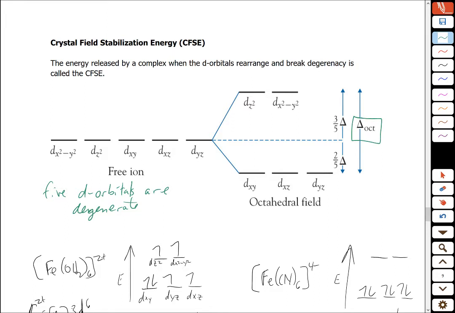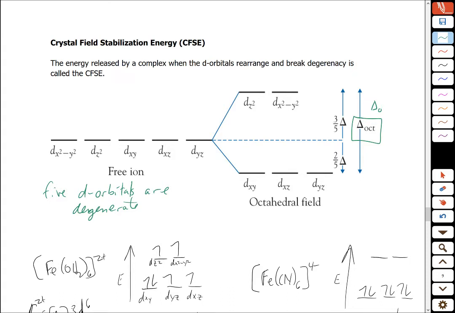Okay, and the energy difference between the low energy set and the high energy set is here. We call this the delta O. It's written here as delta OCT for octahedral. I will frequently just write that as delta O, just to make it even shorter. Delta O is the difference in energy between the d orbitals. Once we form this octahedral complex, the d orbitals are no longer the same, and we have a difference in energy between them. Okay, so we have the 3 that go lower in energy, and we have the 2 that go higher in energy.